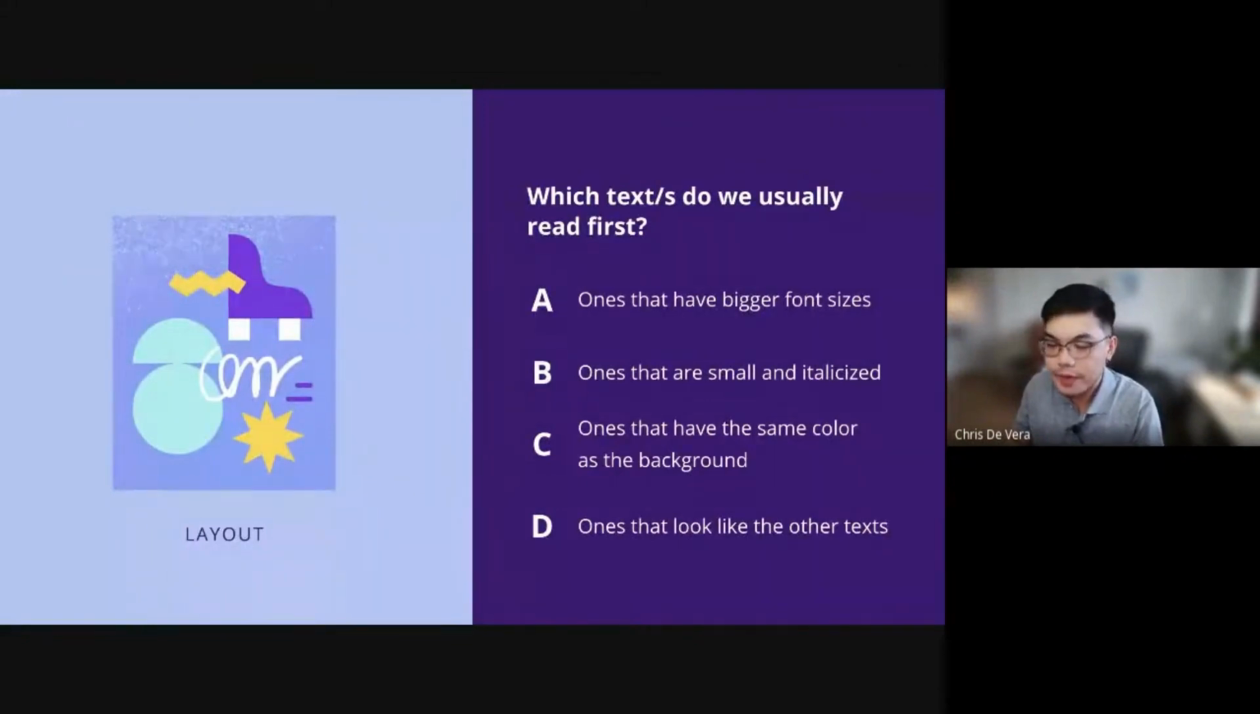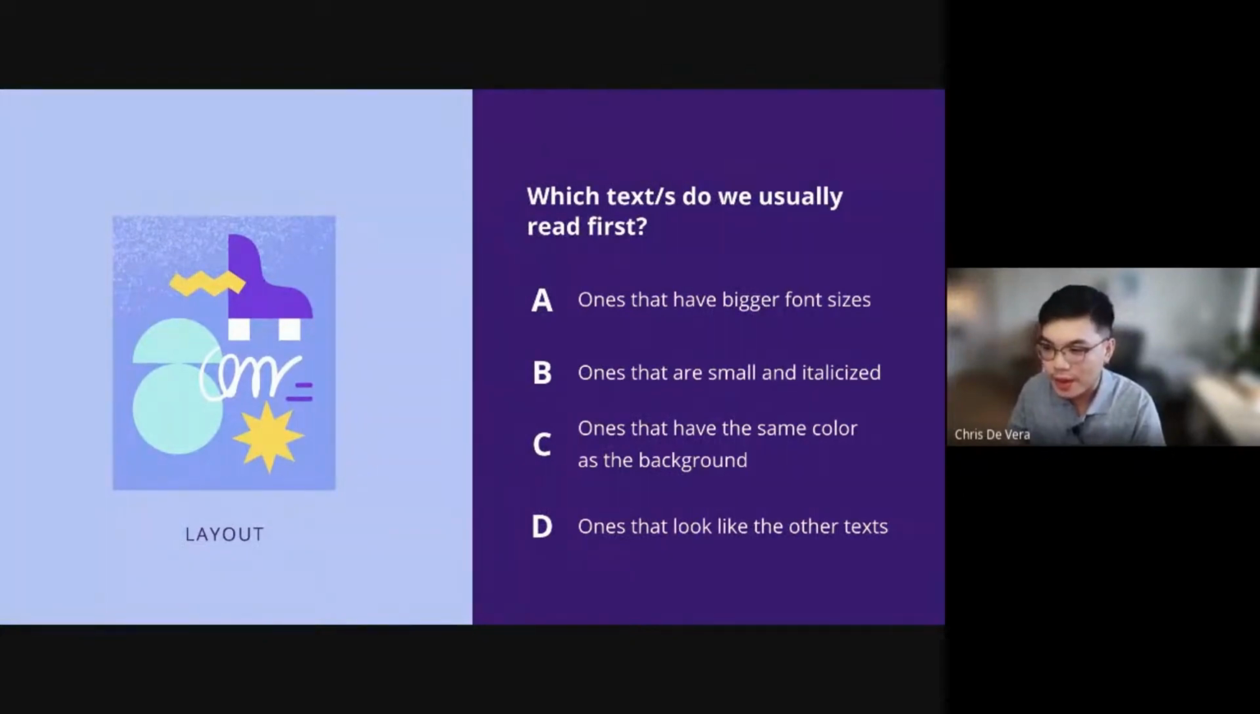Give me your guesses in the comments. So which text do we usually read first? Is it A, the text that has the bigger font size? Is it B, the text that is small and italicized? Is it C, the text that has the same color as the background? Or is it D, the one that looks like other texts?